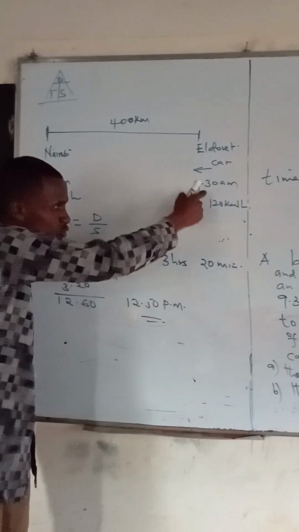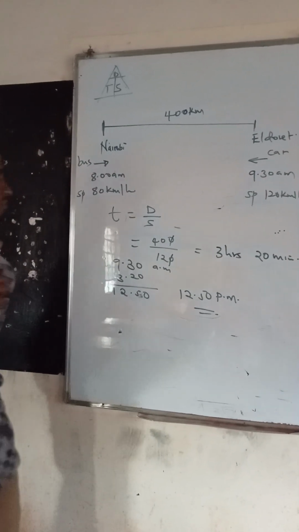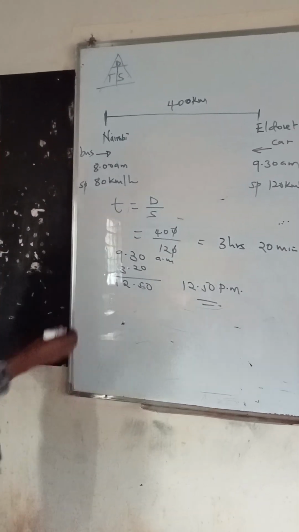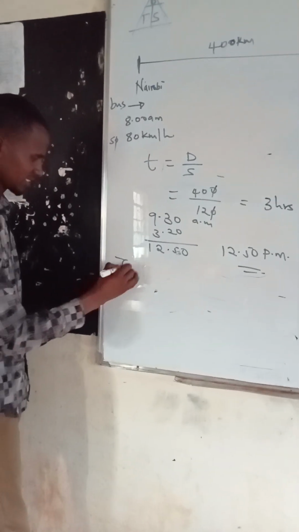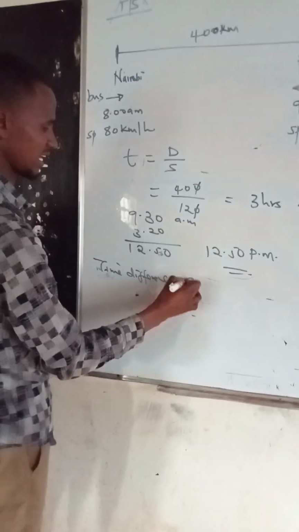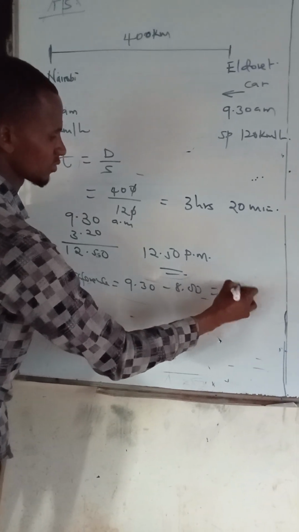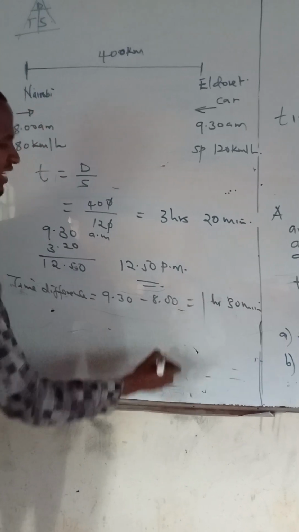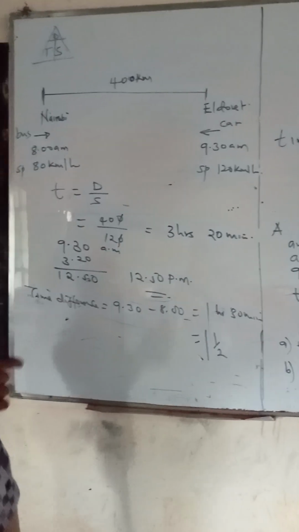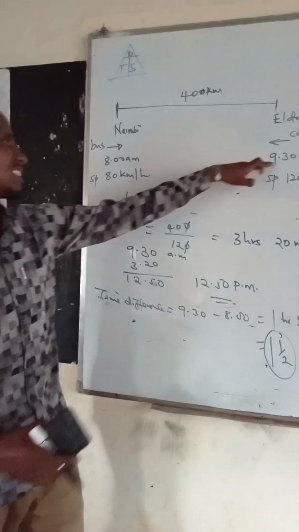That means before this one started the journey, the bus must have covered some kilometers within that time. So what is the time difference? Time difference is 9:30 minus 8:00, which is 1 hour and 30 minutes, which you can give in hours as 1 hour and a half, because we know that 30 minutes is equivalent to half an hour. So this is the time that this one moved while this is at rest.